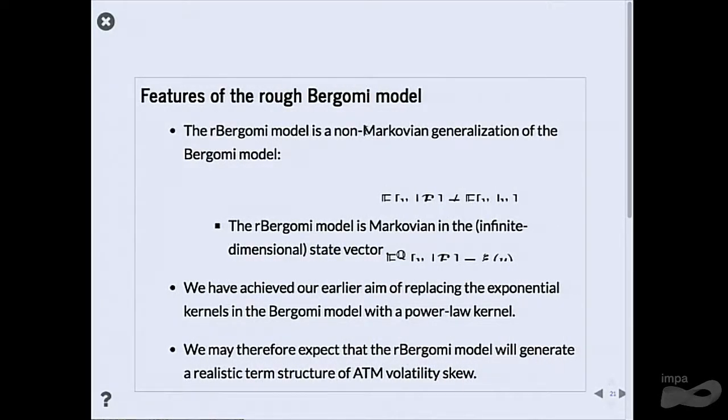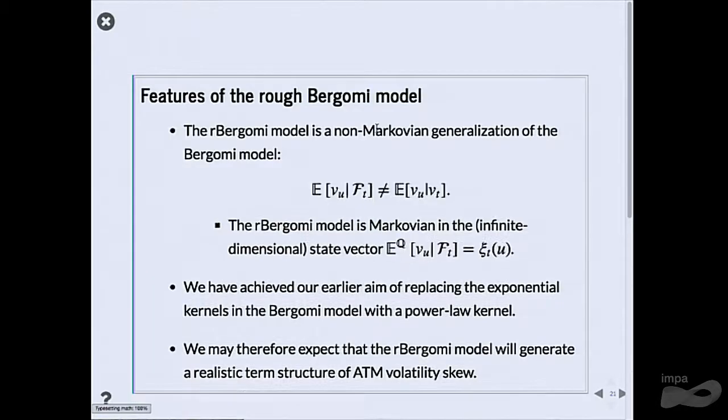So now what are some features of this model? The rough Bergomi model is a non-Markovian generalization of the Bergomi model. And what we mean by that is that it's not enough to know instantaneous variance, you need to know the entire forward variance curve. So it is Markovian, but its state vector is infinite dimensional, right? You need the whole forward variance curve. We have achieved our earlier aim of replacing the exponential kernels in the Bergomi model with a power law kernel.